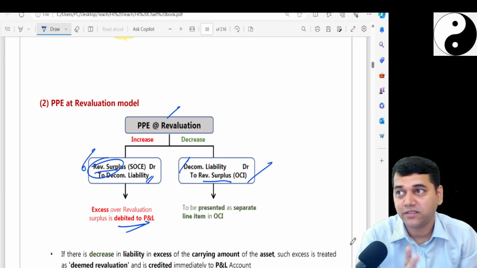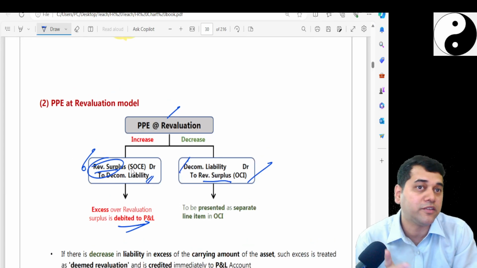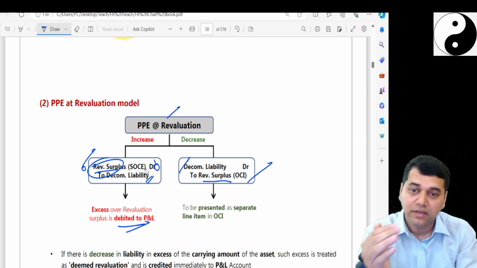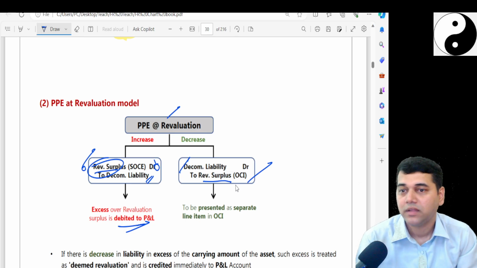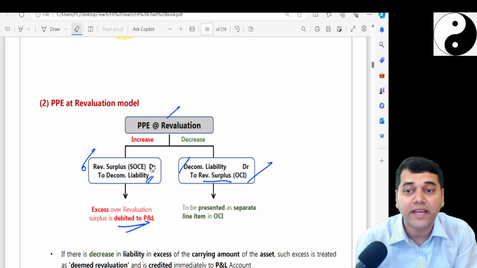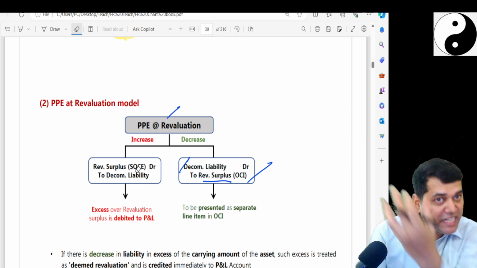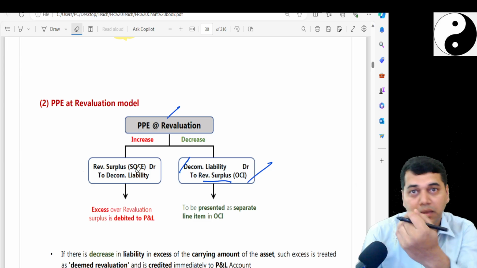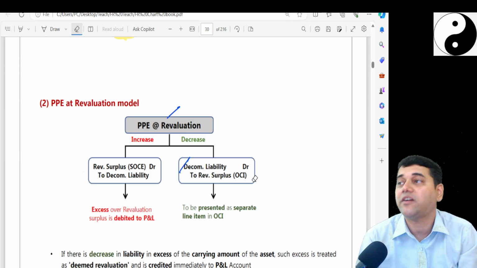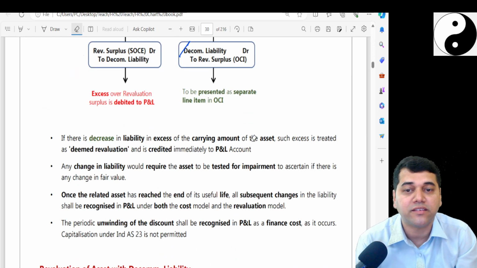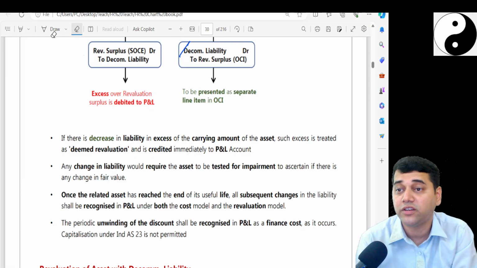Similarly, under revaluation, the reversal of revaluation surplus is restricted to the balance. Credit, any amount you can give. And when you debit, see, I use the word SOCE, not OCI. That means it will eat my balance of the accumulated reserve. But if I am giving a credit, that year I am going to show it as an OCI reserve. So if there is a decrease in the liability in excess of the carrying amount, it is considered a deemed revaluation.